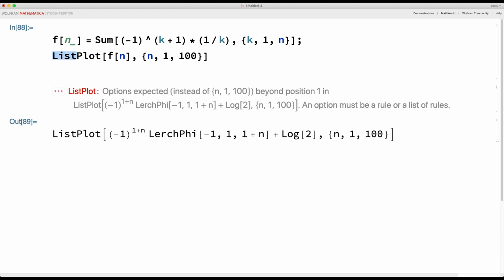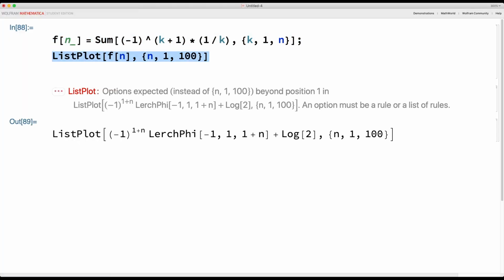I can't do a straight plot because this thing's only defined at whole numbers, and I forget what the command is called. List plot. Well, whatever. Okay, it's not important.